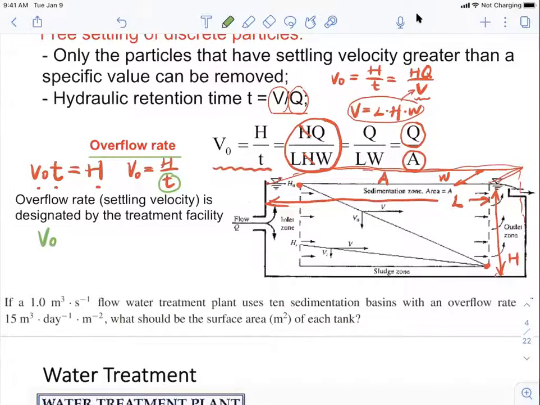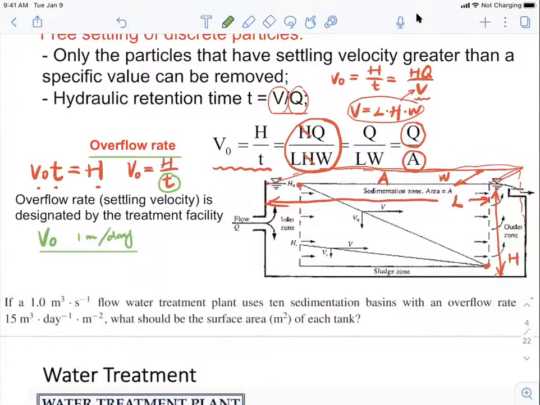Let's say we just set it as, let's say, 1 meter per day. So this is the critical velocity, or the overflow rate. And then, based on this overflow rate, they can design their sedimentation basin.